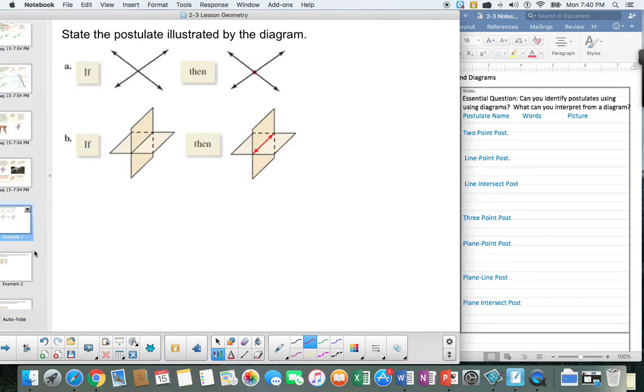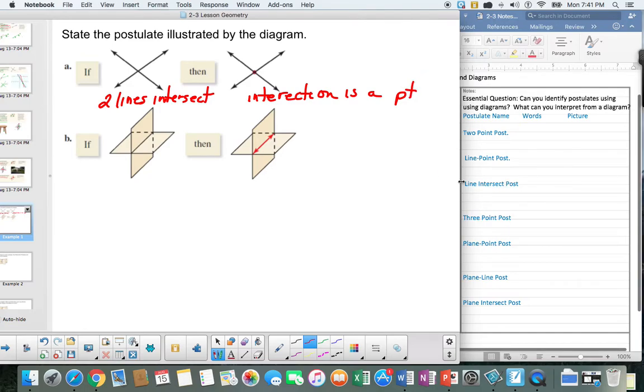Okay, now let's practice these 7 postulates. It says to state the postulate illustrated by the diagram. Okay, so it looks to me like this means two lines intersecting. So if two lines intersect, then the intersection is a point. And so that would be the line intersection postulate.